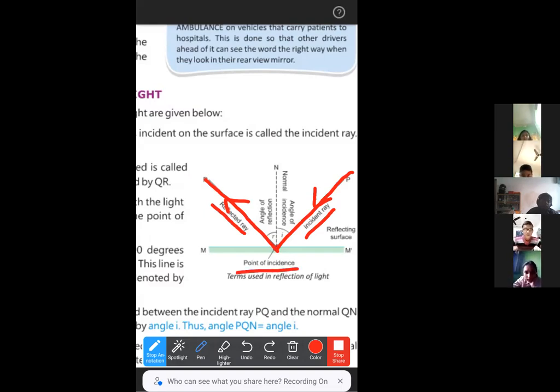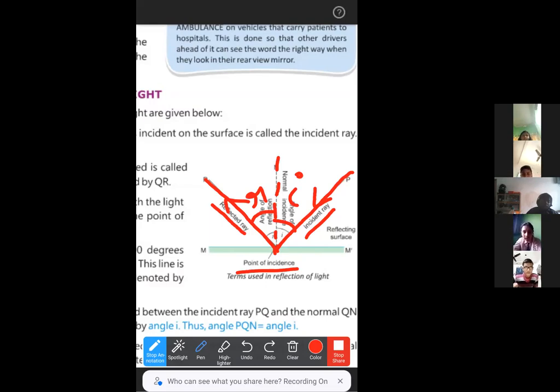Now, if we imagine or draw an imaginary line through this point of incidence, then that line will be called the normal. So the imaginary line through the point of incidence is called the normal. Now the angle between the normal and the incident ray is called the angle of incidence, or I, and the angle between the reflected ray and the normal is called the angle of reflection, or R, small r. So these are some terms that are used in case of reflection of light.